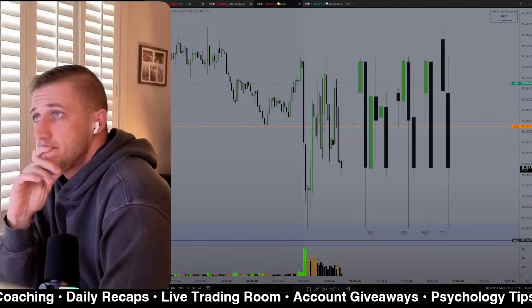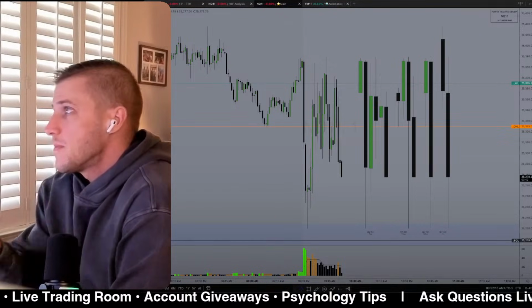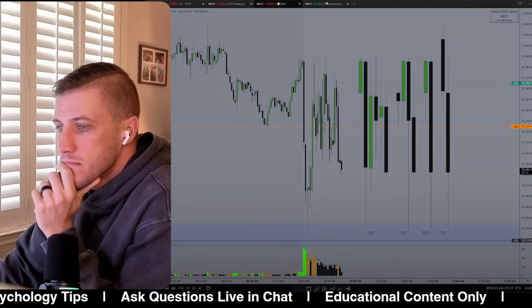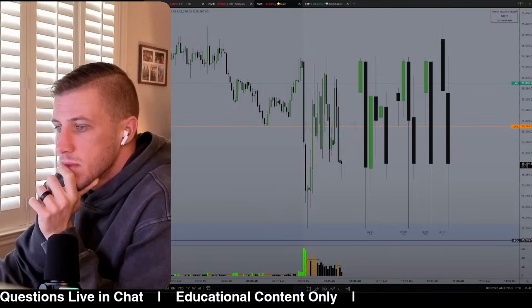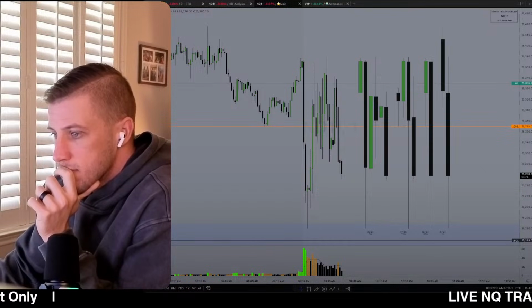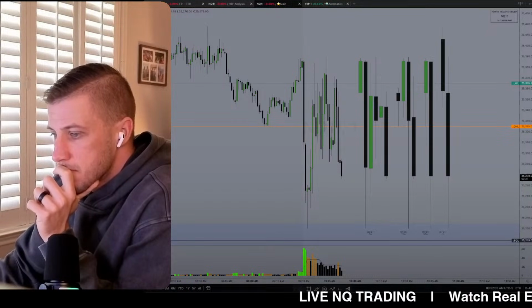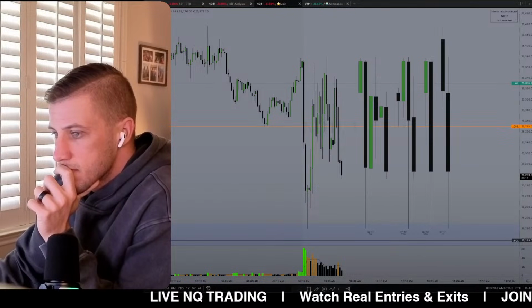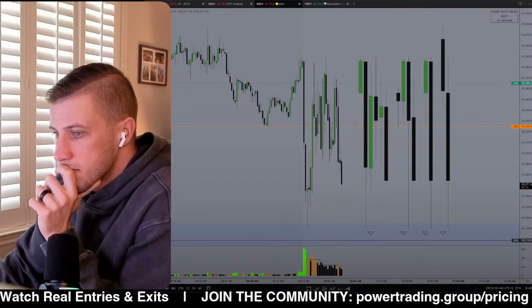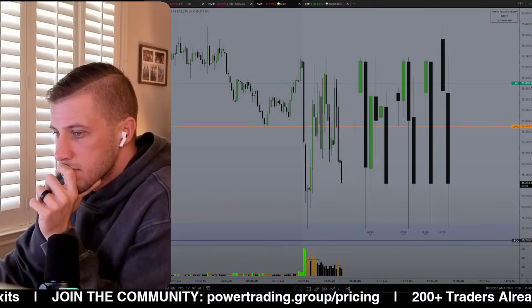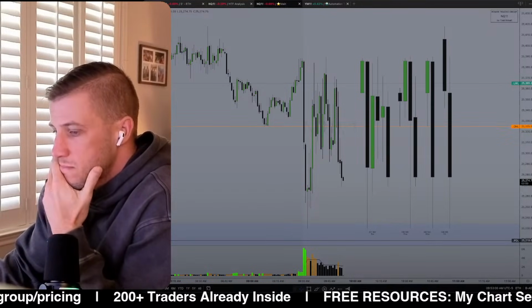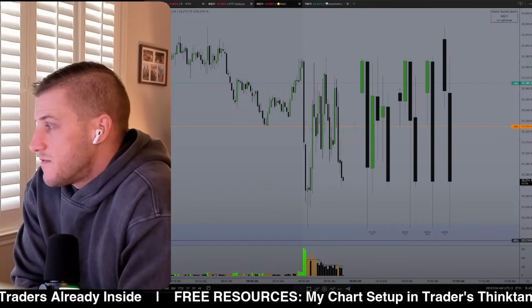Nasdaq rolling over a little bit. So prior day lows on watch, 25,219.